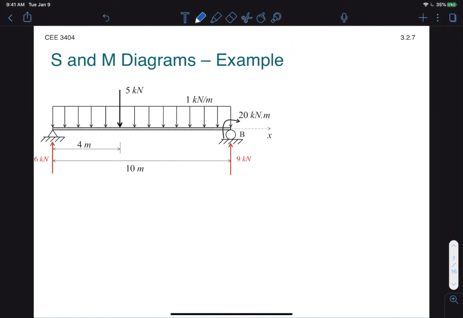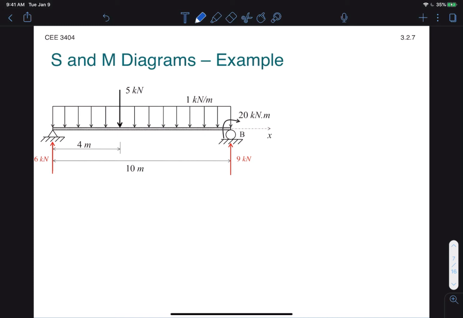Now let's look at a concrete example to see how to apply this method. Here we have a beam subjected to a distributed force, as well as a point force of 5 kilonewtons and a point moment of 20 kilonewton meters. Note that the reactions have already been provided to us, but in a general case, we would need to calculate those as well. Now, the first thing we need to do is identify points of discontinuity.